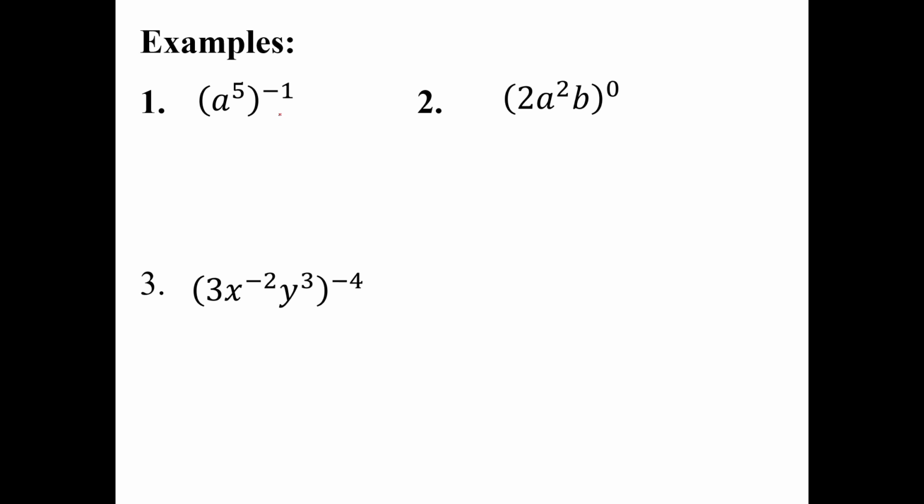Okay, so for the first one, we need to remember the property that when I raise a power to a power, I just multiply the powers. So a to the second to the third would be a to the sixth, right? I multiply. So this will be a to the negative 5. Now, last week we were going to leave it like that, but the new directions will always be only positive exponents in the final answer.